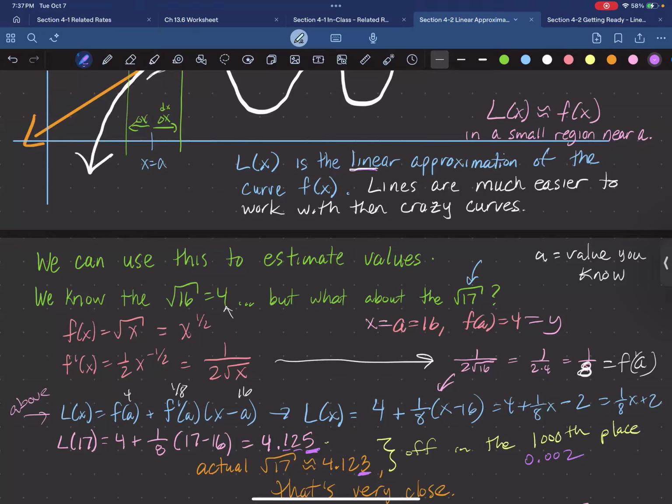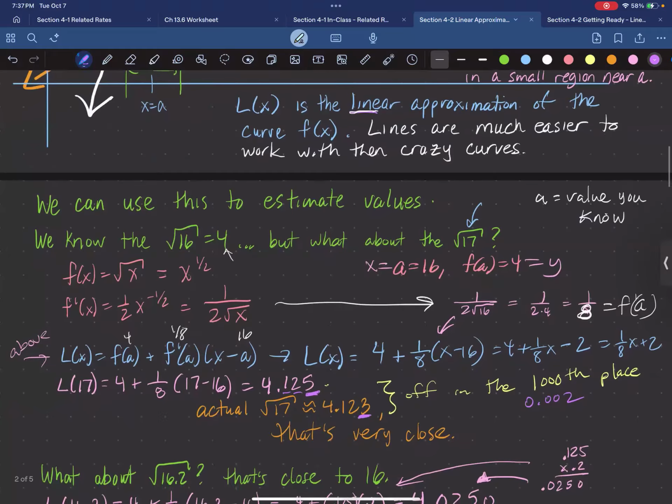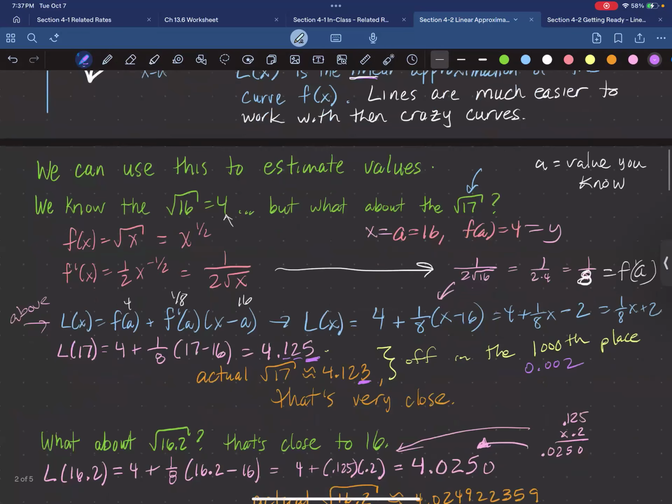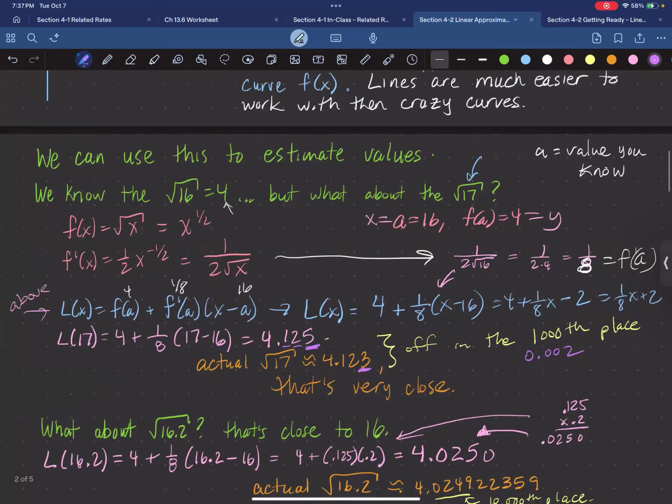If we go even closer, like if we looked at 16.2, if we wanted to do the square root of 16.2, we could use the same formula, same setup. We're going to do L of 16.2. We plug that in. We're going to get 4 plus 0.125 times that 0.2. I did that by hand over here because I wanted to show that you don't need a calculator to do it. And ended up getting 4.025. I got a linear approximation for the square root of 16.2.